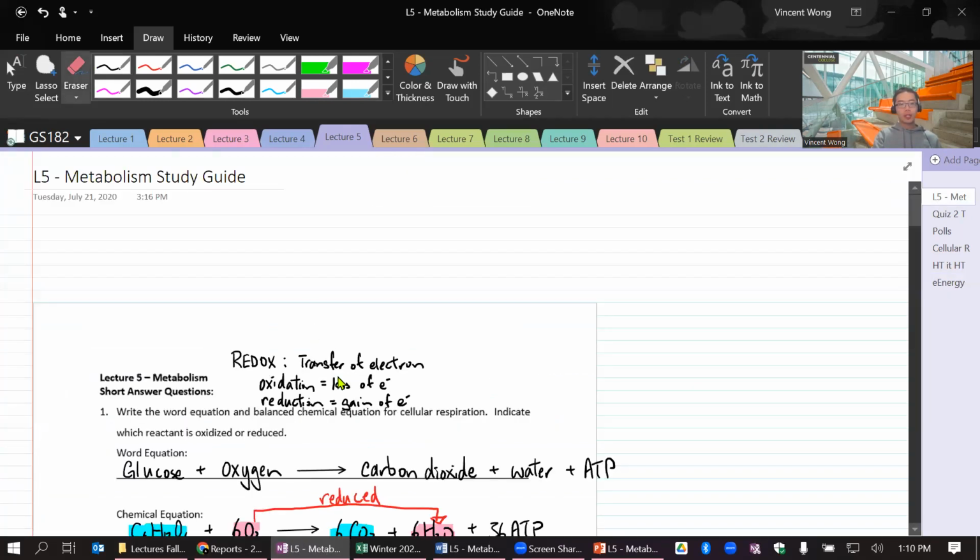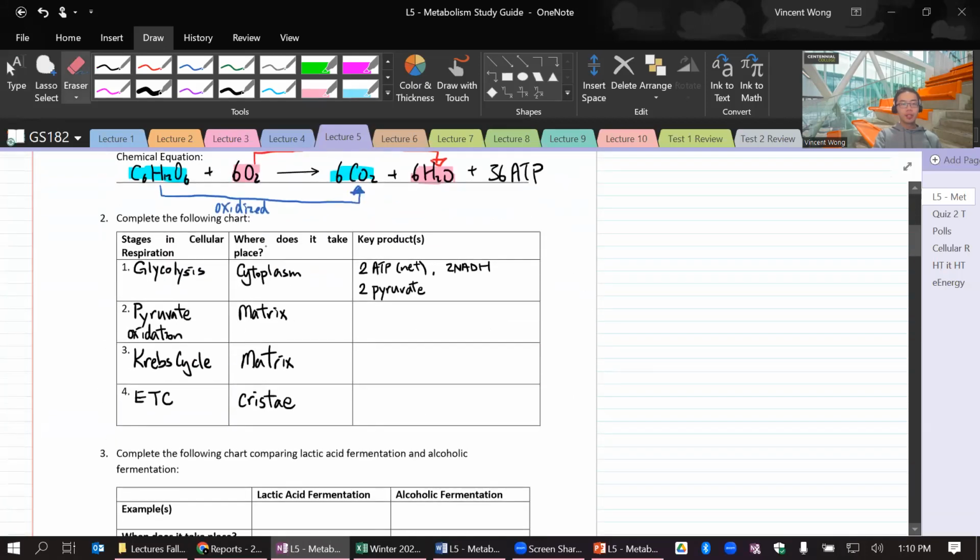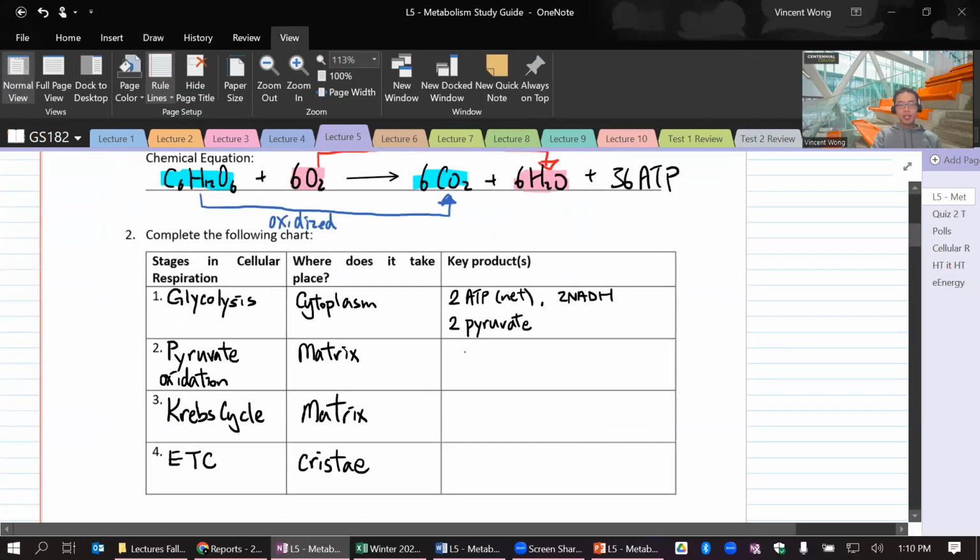So if we fill in our chart here, the main products for pyruvate oxidation would be 2 carbon dioxide, 2 NADH, and 2 acetyl-CoA. And all these products are per glucose that you metabolize.